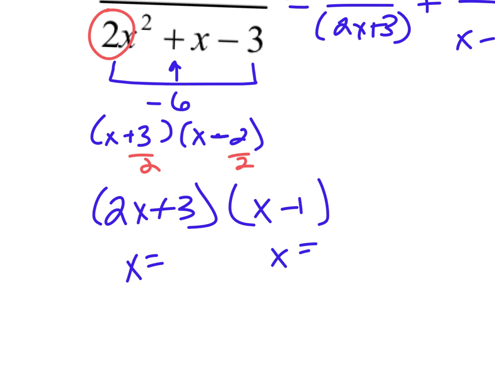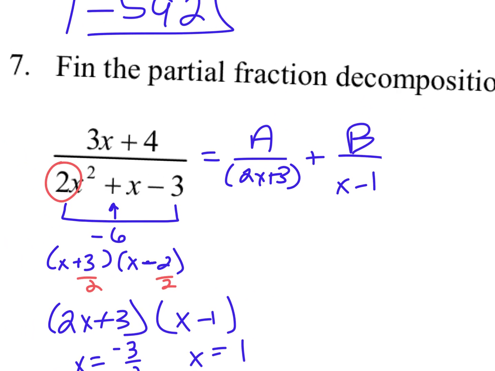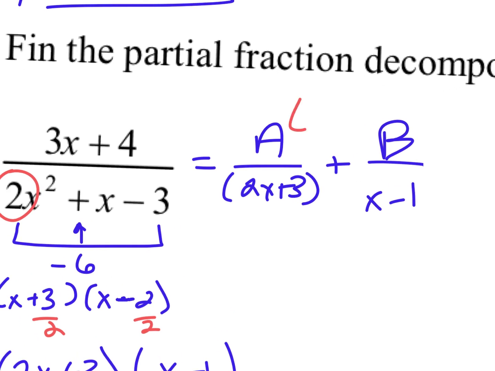You're going to plug in what? Perfect, negative 3 over 2, and then what? Positive 1, right? We're going to evaluate our equation using those two numbers in just a minute. Now, how do I make this equivalent? How do I make the left-hand side of the equation the same as the right? What do I have to multiply A by? x minus 1 and B by 2x plus 3.